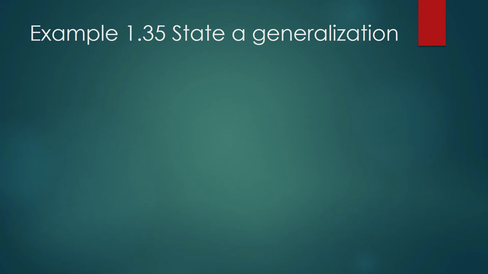Example 1.35, state a generalization. So we are given these terms. You call each of these a term of a sequence or a term of a list. And so the challenge is, what is the general term? The general term is like a formula. What is the formula that will tell you the number that will appear in the list based on its position in the list? Okay, so that's the meaning of A sub n.